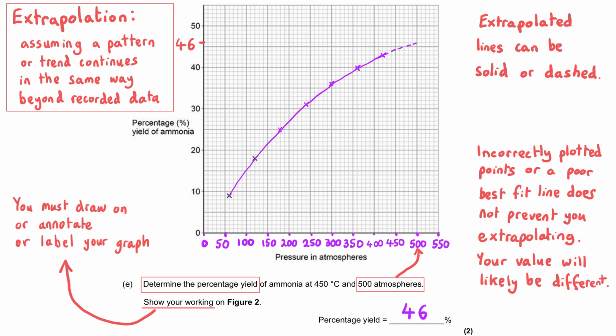And depending on how you plotted your points earlier, this will also affect your best fit line, which will affect your extrapolation, which will affect your percentage. So as a result of this, there's probably going to be a range of acceptable answers, perhaps between 45 and 47, or maybe even beyond, depending on the quality of the line that you drew earlier.